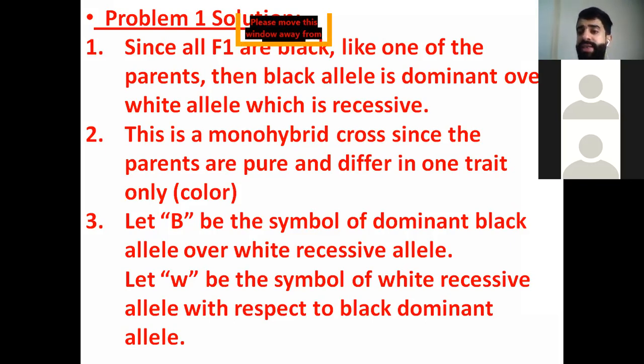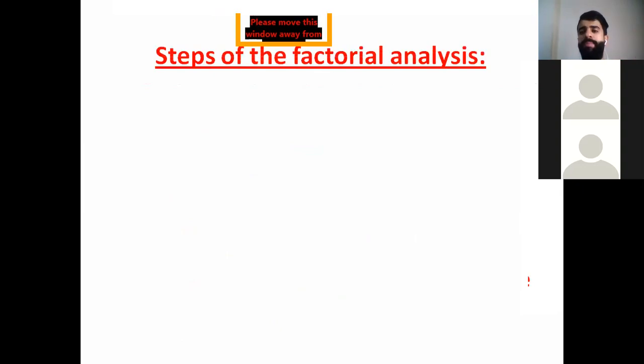Part 3, designate by symbols. Here you can study it this way, and you only change the color. For example, in the quiz, they are white and blue. Since all of them are blue, like one of the parents, then blue is dominant over white. So you can memorize the way and change only the symbols and the traits. B is the symbol of the black, which is dominant, and W is the symbol of the white, which is recessive. Let's move to the steps of factorial analysis.